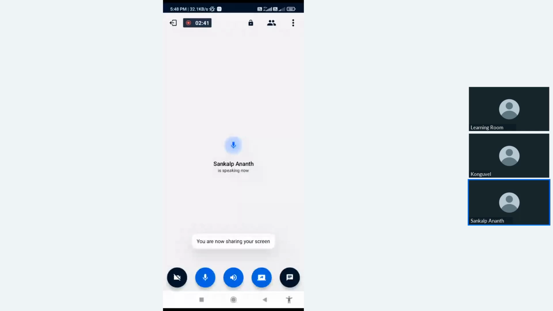Where is Nitish? I don't know, sir. Sir, Nitish will join a bit late. Why? Sir, he's outside. Okay. He'll join in like 10 minutes. That means we shall start, right? Yes, sir.